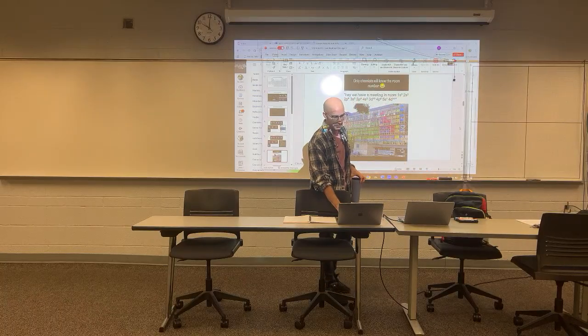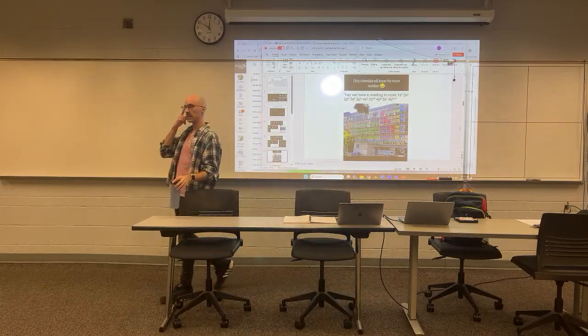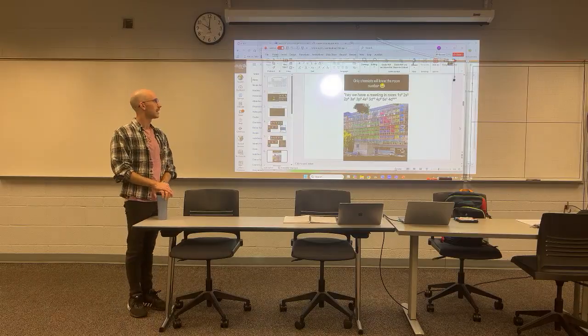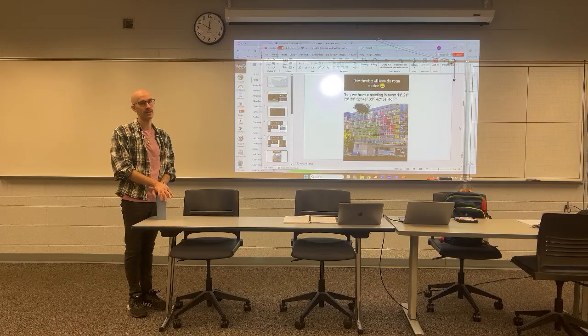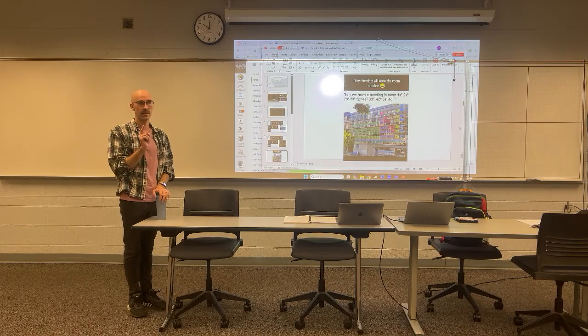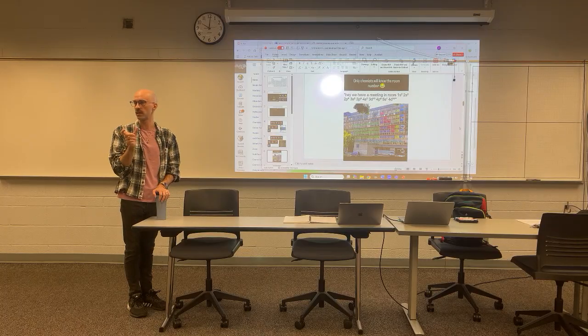So taking a look at this meme, this building is a periodic table. And the question is, what room are they meeting in? And you can only figure it out based on the electron configuration. Now, to be fair, this is not simple because ions can have the same electron configuration despite being different elements.